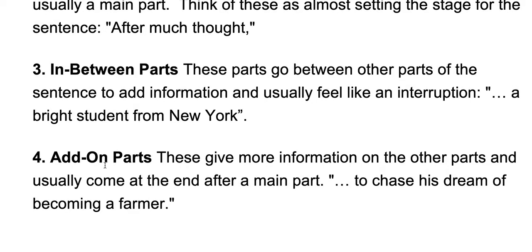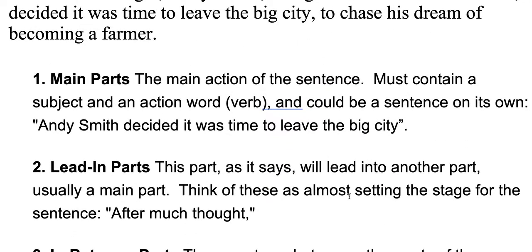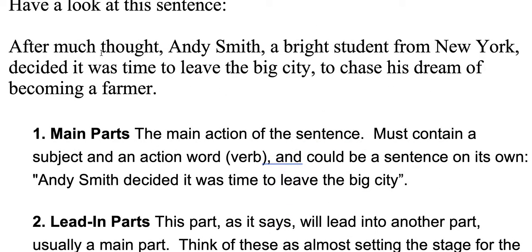And lastly, we have what's called an add-on part. These give more information on the other parts, and they usually come at the end after a main part. In this case, "to chase his dream of becoming a farmer" is added on to the end of the sentence. After much thought, Andy Smith, a bright student from New York, decided it was time to leave the big city to chase his dream of becoming a farmer. I could leave this part out, but it's been added on, and it's adding detail to my sentence.